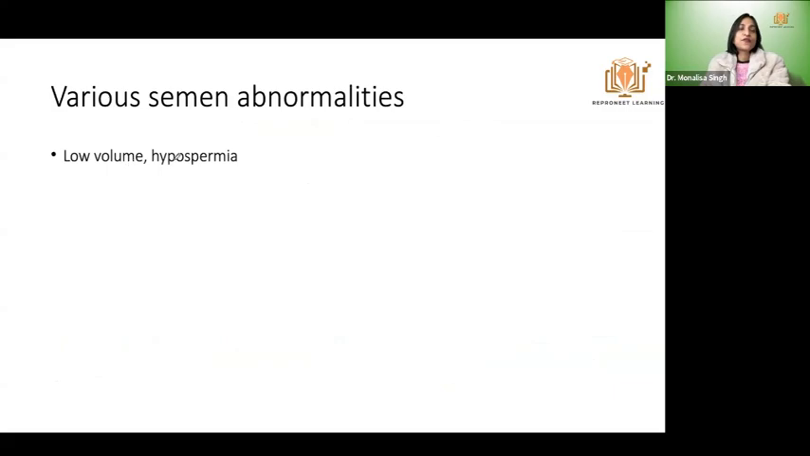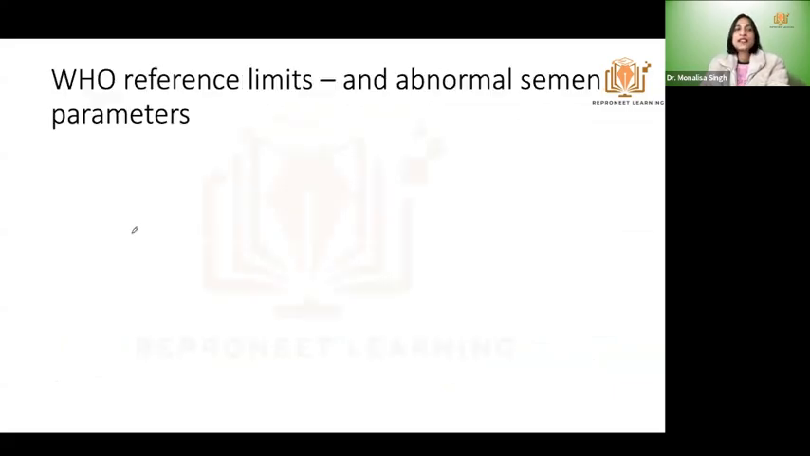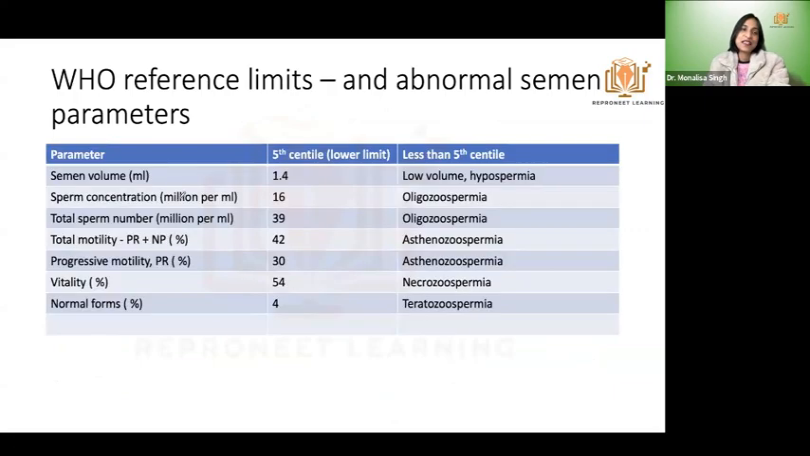Now, I've come across a lot of terms like hypospermia, oligozoospermia, astheno, necro, terato. What are these terms? How to define them in terms of semen analysis? This is how you define them. If the semen volume is less than the fifth centile of the reference ranges, we call it hypospermia, or low volume semen. If the concentration and count are low, you call it oligozoospermia, less number of spermatozoa.